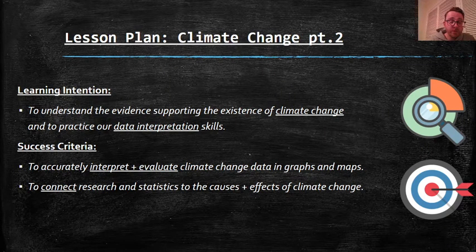This lesson we're expanding upon the previous lesson where we looked at climate change, the knowledge of climate change I suppose. This lesson we're looking at our skills, so our data interpretation skills, being able to look at a map, a graph and say, well, what does that tell me, why is it important, and what can we learn from it? Success criteria is to be able to accurately interpret and evaluate climate change data in graphs and maps, and then connect the research and statistics to the causes and effects of climate change.